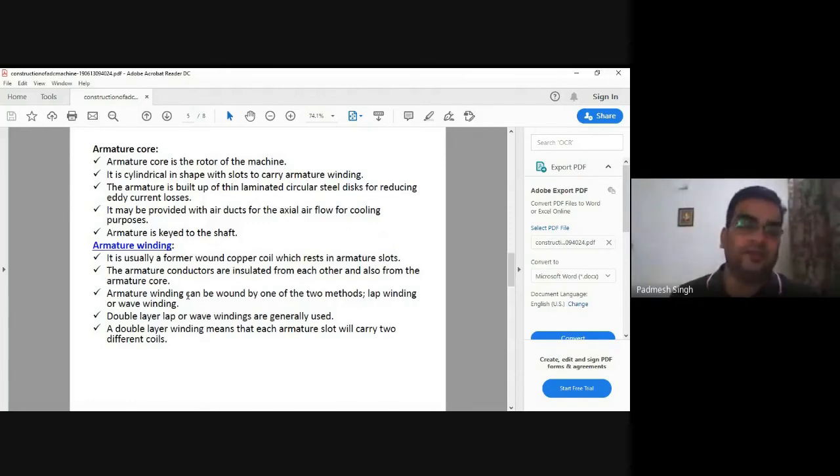Armature winding can be wound in two types, lap or wave. These lap and wave windings will be discussed later in detail in other lectures. And generally a double layer winding may be used. In double layer winding, two coil sides are housed in one slot. So here we have discussed armature winding.